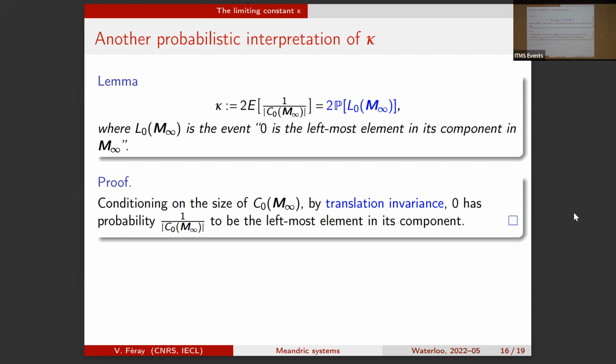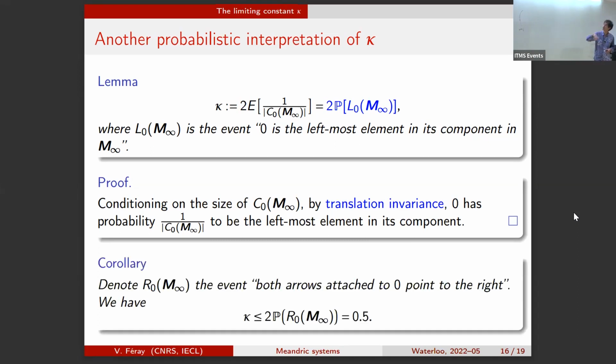I won't detail that. But the nice thing is that if you think, so you have your infinite nodal, meaning you have 0 somewhere, you have some row above and below 0. And if you want 0 to be the leftmost point, it means already that this arch should go right. And this one also should go to the right. And this has probability 1/4 to happen. So this gives you already a bound. Sorry, it's here that your kappa is smaller than 1/2.